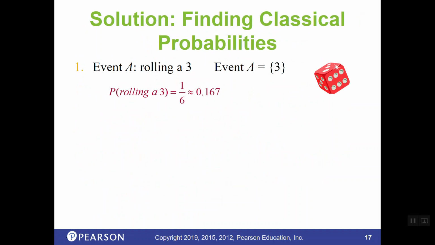that one we'll show you here. So event A, rolling a 3. It's a simple event. There is only one that is a 3. So the probability of rolling a 3 is 1 out of 6.